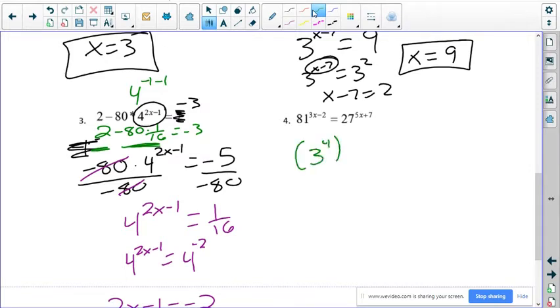This here is our 81, and that's being taken to the 3x minus 2 power. And then 27 is 3 to the 3rd. That's being taken to the 5x plus 7 power. Well, now we have a power to a power. And what we've been doing here is if we have power to power, you can multiply these exponents.